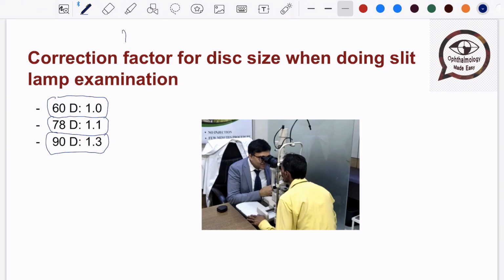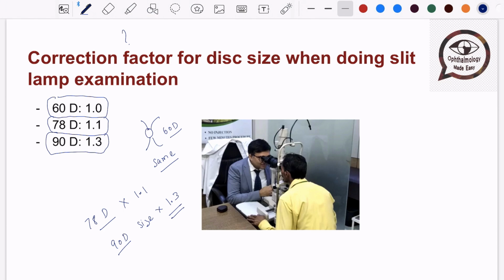Now what does this correction factor mean? That means that the optic nerve size that you see with the help of a 60D lens is actually the same size as the disc. But when you are using a 78 diopter lens, you have to multiply the disc size by 1.1, and when you are using a 90 diopter lens, you have to multiply the size by 1.3 when you are examining the optic nerve head.